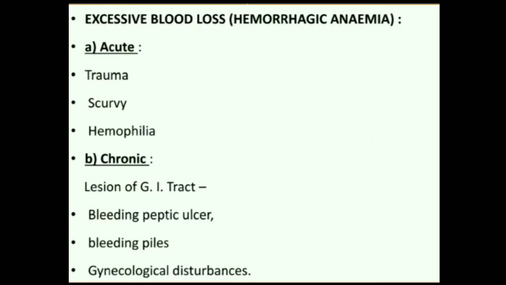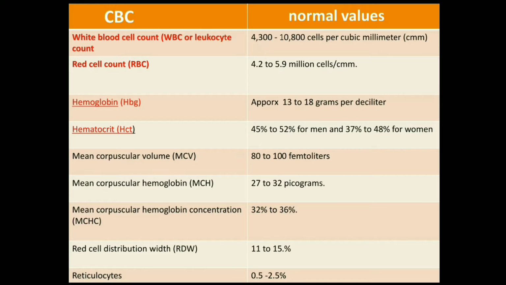Here I am going to explain the complete blood count and its normal values. The normal value of WBC is 4,300 to 10,800 cells per cubic millimeter. The RBC count ranges between 4.2 and 5.9 million cells per cubic millimeter. The range of hemoglobin is approximately 13 to 18 grams. The value of hematocrit is 45 to 52% for men and 37 to 48% for women.